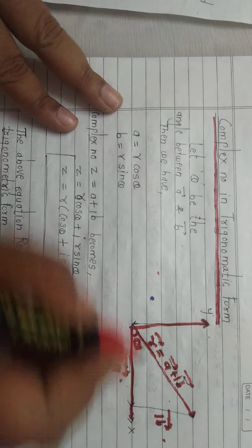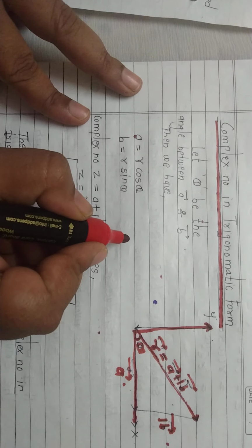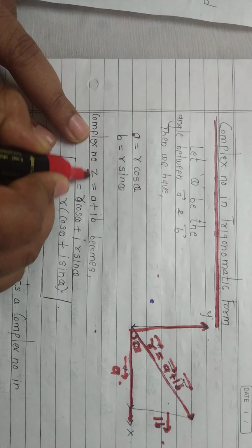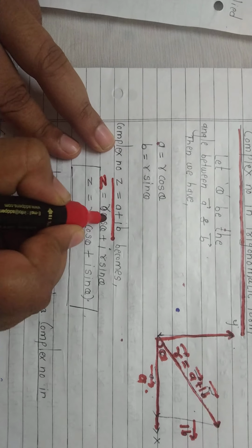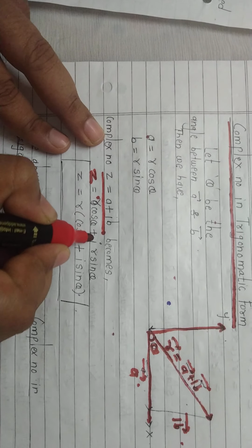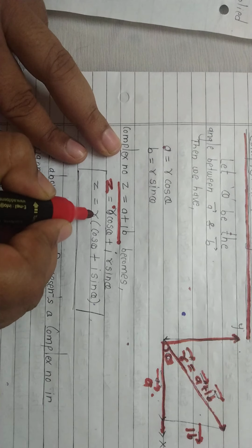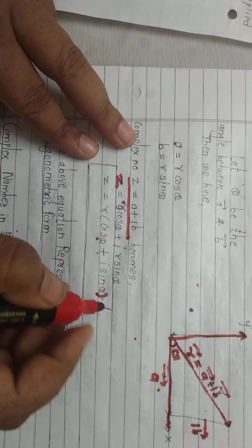Let us see. Then we have a bar is equal to r cos theta and b bar is equal to r sin theta. So the complex number, we know, z is equal to a plus ib. So z becomes r cos theta plus i r sin theta. So z is equal to r, common, cos theta plus i sin theta.